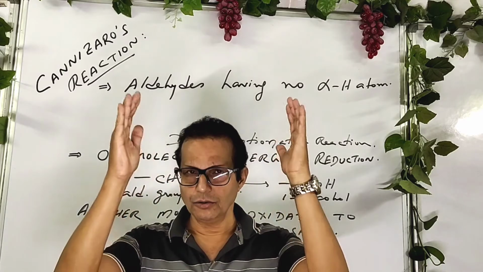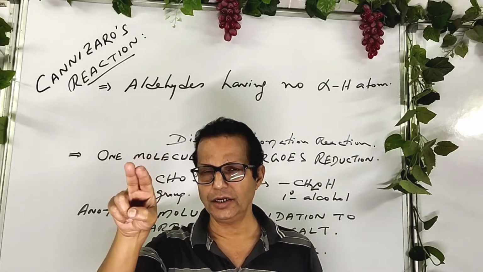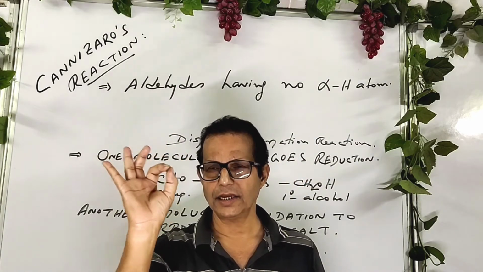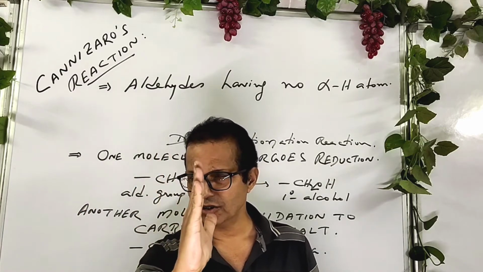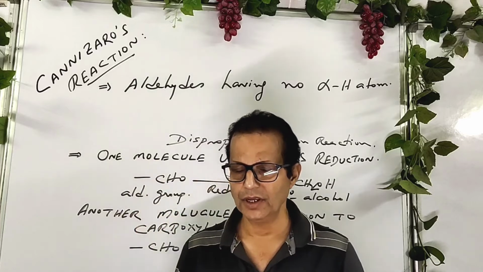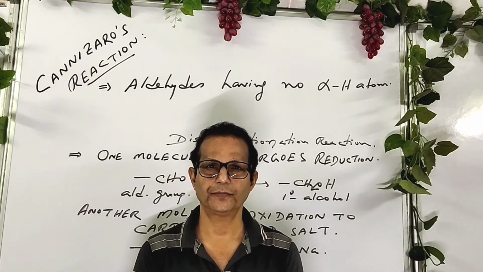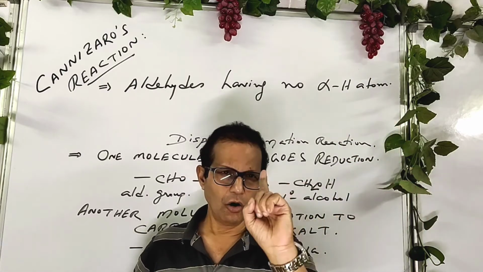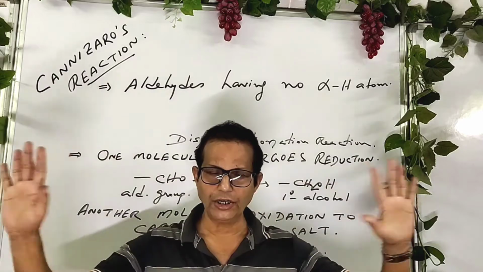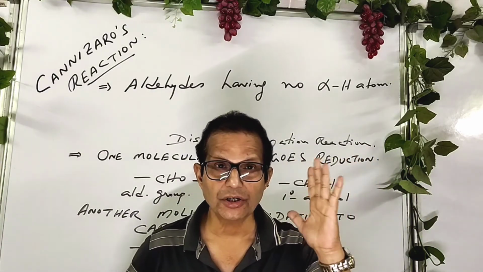So try to understand. During aldol condensation, both aldehydes and ketones undergo condensation reaction provided that they should have alpha hydrogen atom. During Cannizzaro reaction, only aldehydes, no ketone, undergo disproportionation reaction.